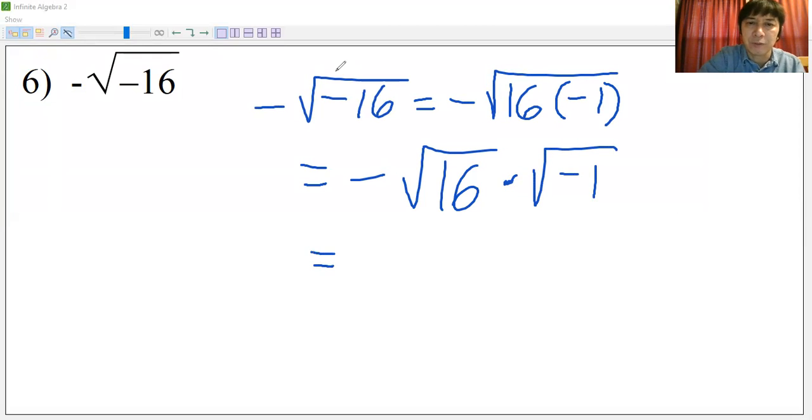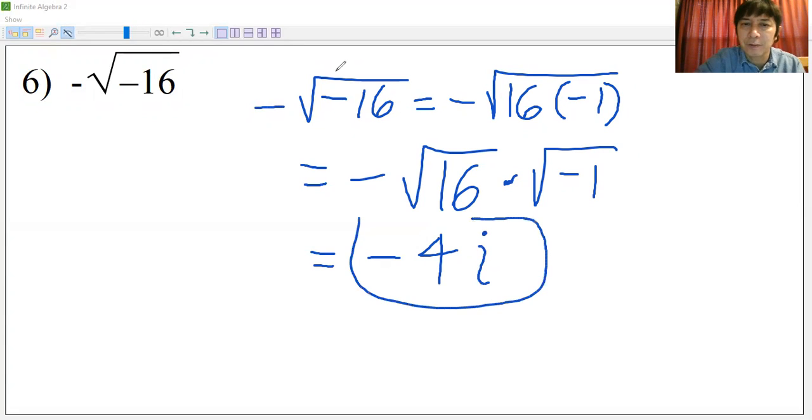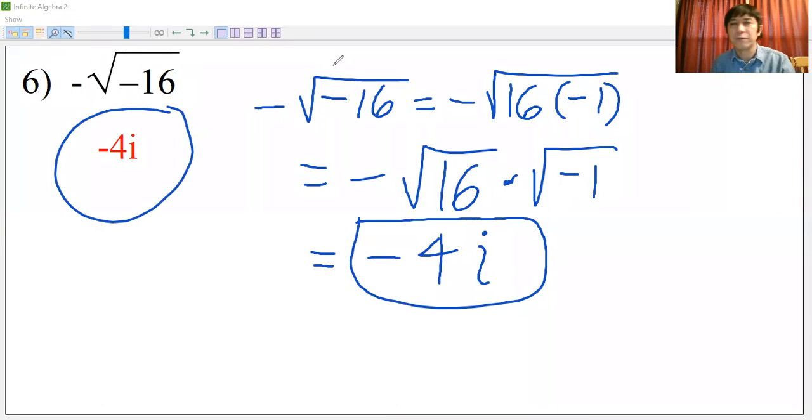And this is now equal to negative square root of 16 is exact, and that's 4. So we have a negative 4 times i. Square root of negative 1 is i. All right, that's simple. And we have the answer, negative 4i. And we can verify the answer. It's over here, negative 4i. Let's now continue with number 7.